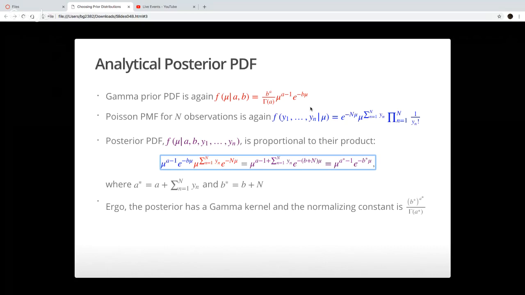Conditioning on Poisson distributed data updates my prior, but it stays in the gamma family. So I start with a gamma prior with shape A and rate B, and I end up with a gamma posterior with shape A star and rate B star. So it kept it in the same family, but it updated the parameters to that gamma distribution.